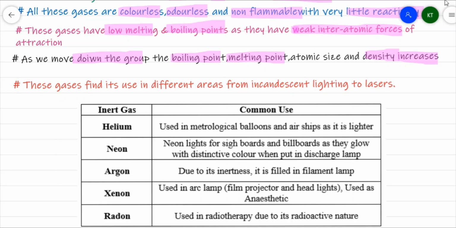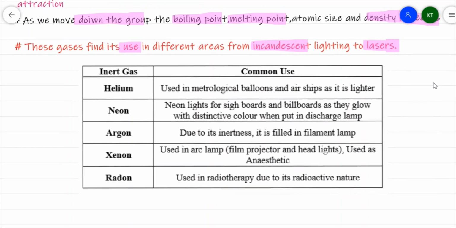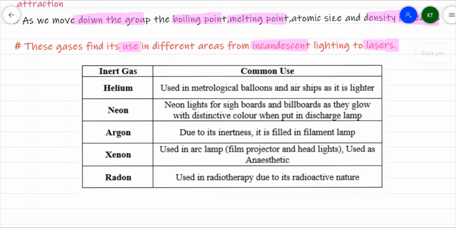Now, despite their inertness, we do find uses of these gases in various fields, from the incandescent bulb to lasers. Nowadays we don't use those bulbs much; we are using LEDs and other lights, but the bulbs have a filament in them, a tungsten filament.